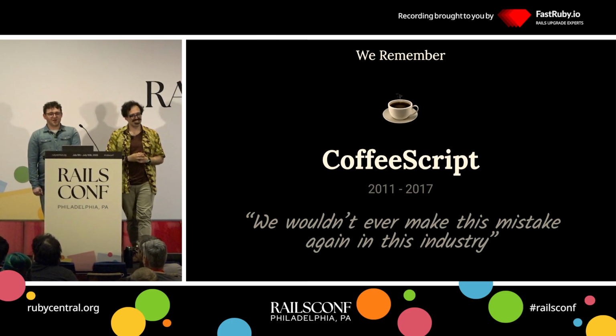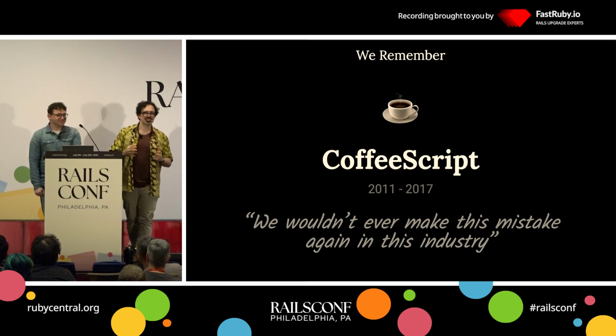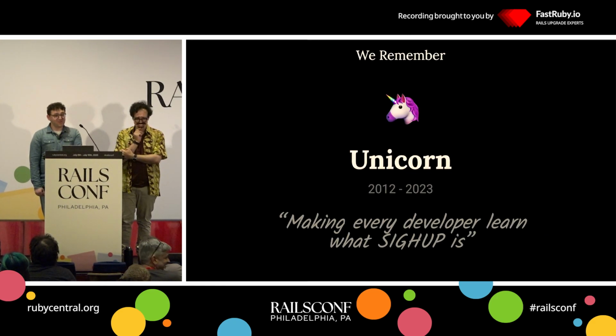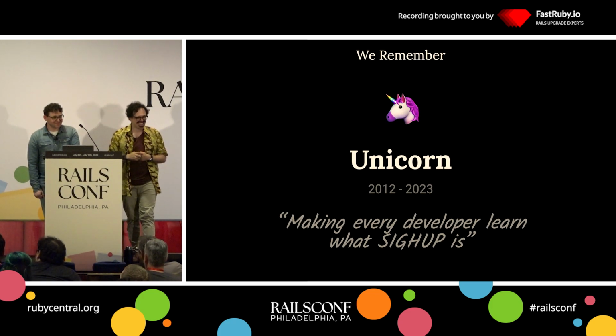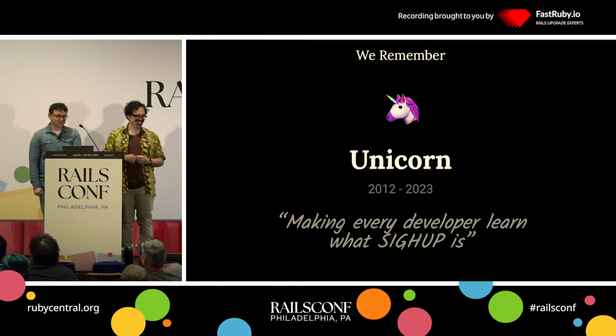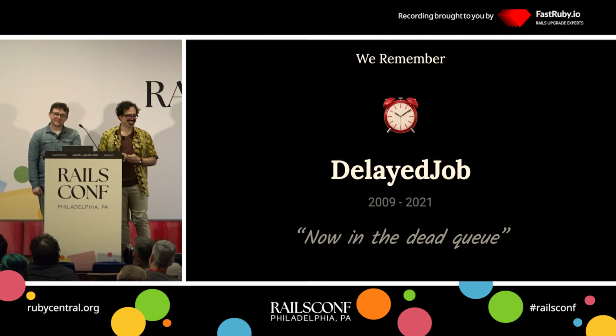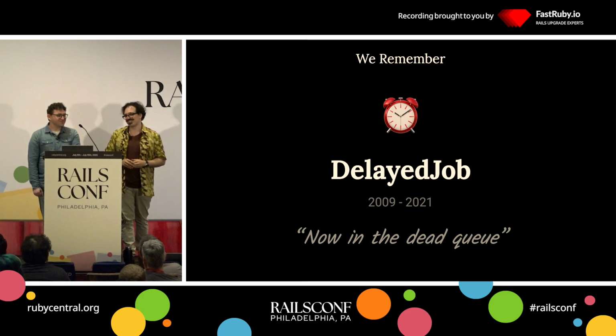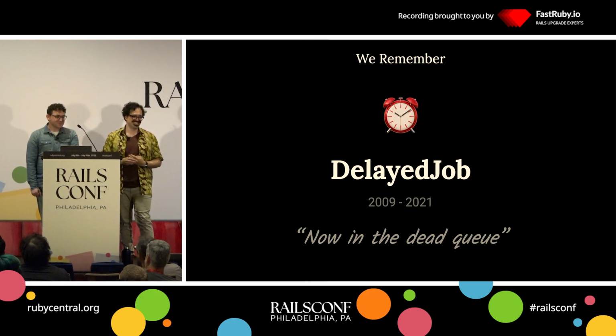We remember CoffeeScript. We remember fat arrows and splats and using the unless statement in front-end code. We remember Mongrel. Actually, I still remember using Mongrel's parser in Puma and Unicorn. We remember Unicorn. We remember forcing everyone to learn about Unix signals. We remember delayed job. We remember trying to make HTTP requests work inside of Rails controllers.